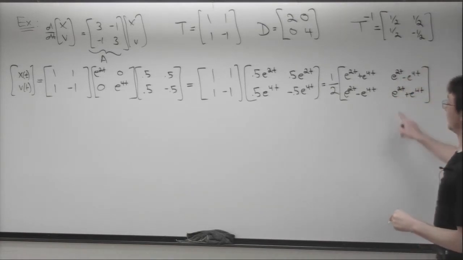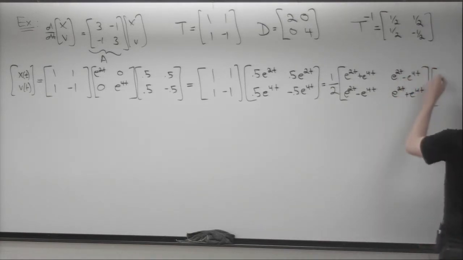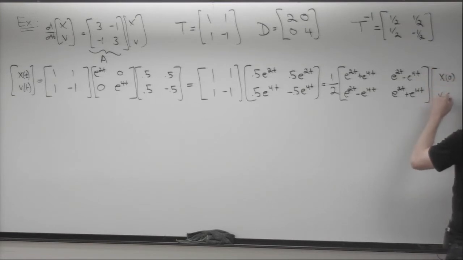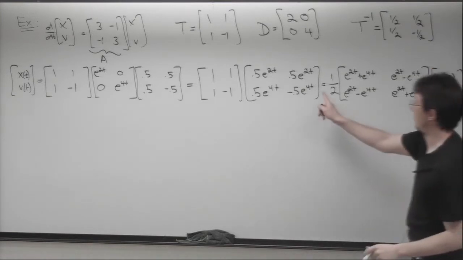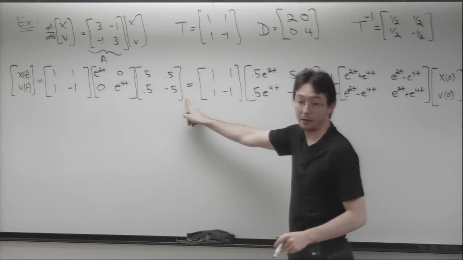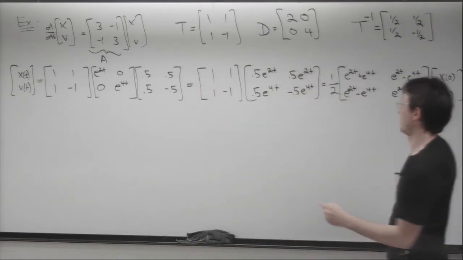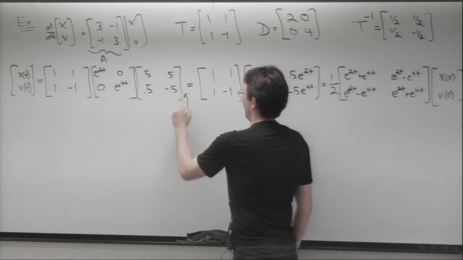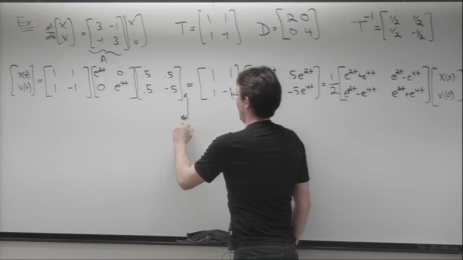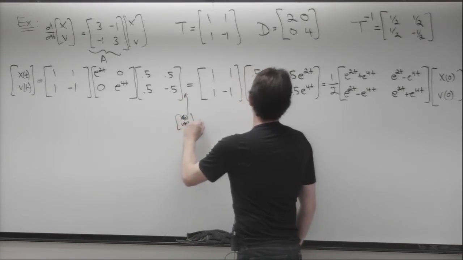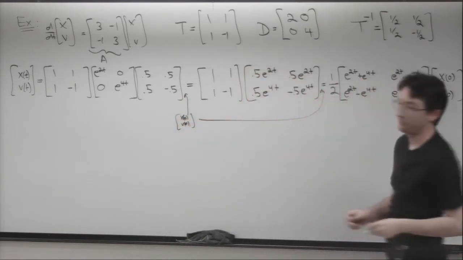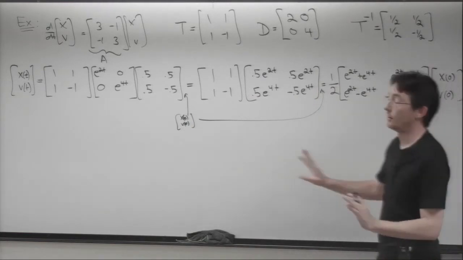And finally, I get e to the 2t, minus minus is plus, e to the 4t. And remember, this is all times x naught, v naught. Each of these should have an x naught, v naught, the initial conditions. Okay. Questions?